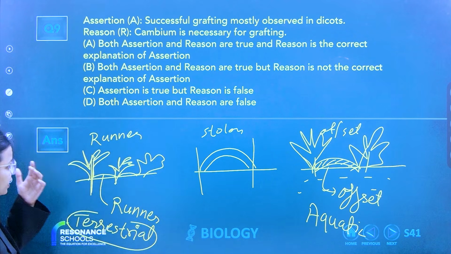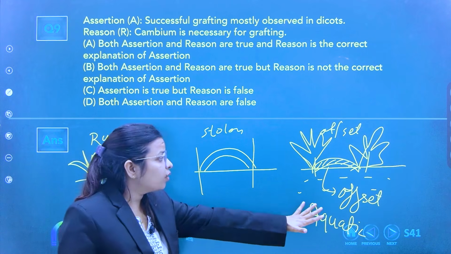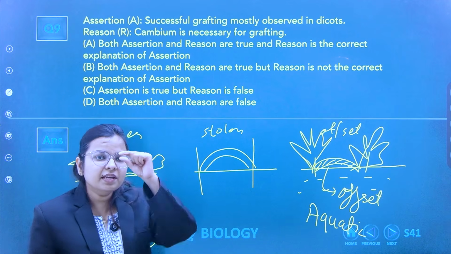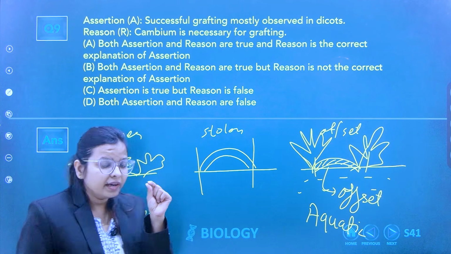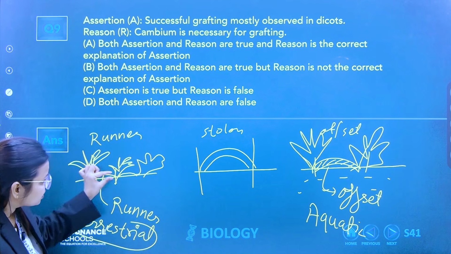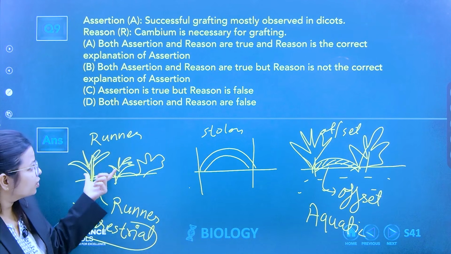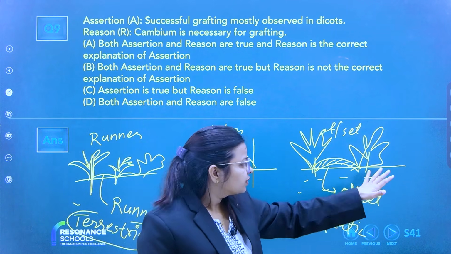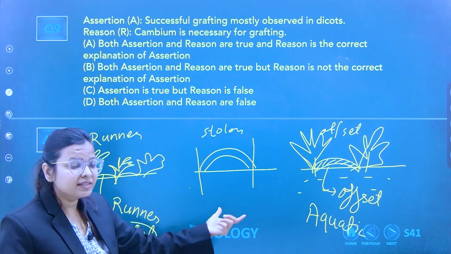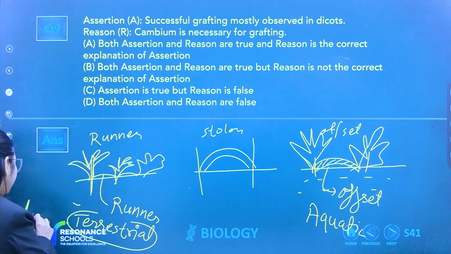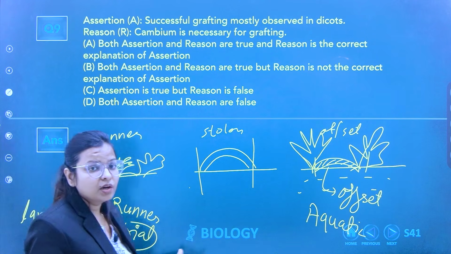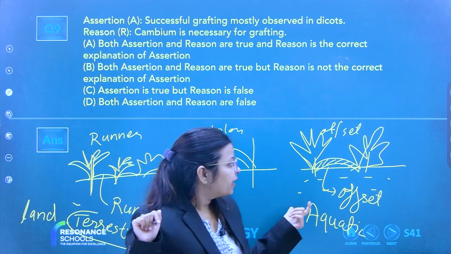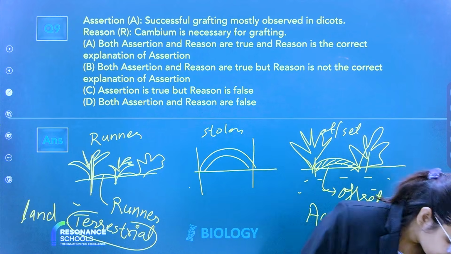So runner, stolon and offset: they all look similar, but what is the difference? You just have to see the difference. Runner is a very thin lateral branch, and it is just over the ground. See the space here. So this is runner, this is stolon, and this is your offset. This one is in water. These two are terrestrial. Terrestrial means whatever you are growing on land; whatever is growing in water is aquatic. So runner and stolon are terrestrial and offset is aquatic. Now it is okay.